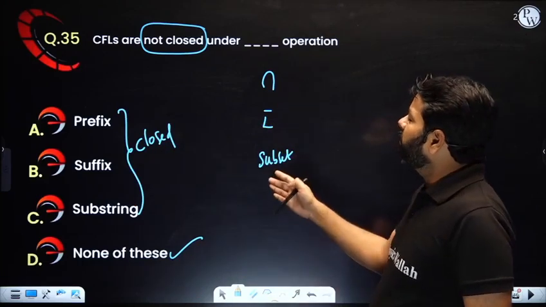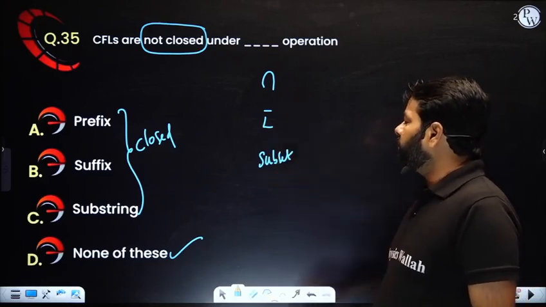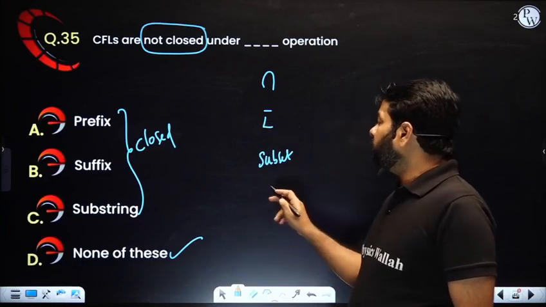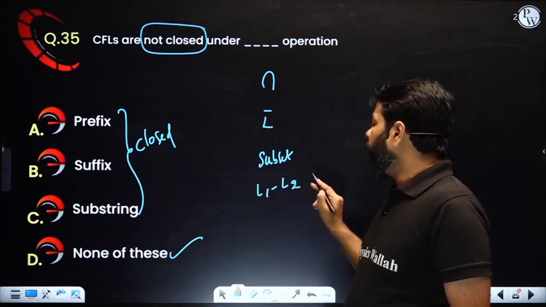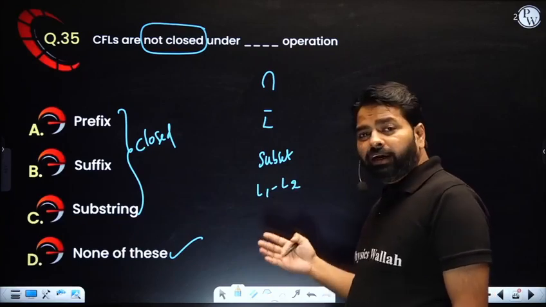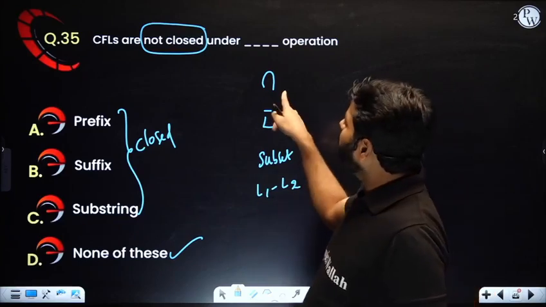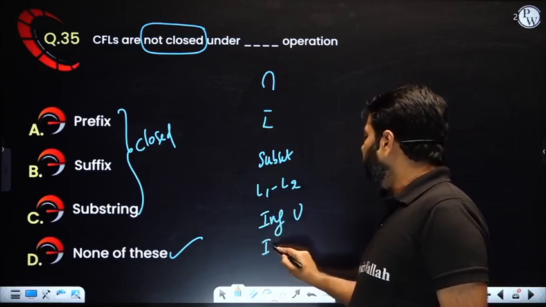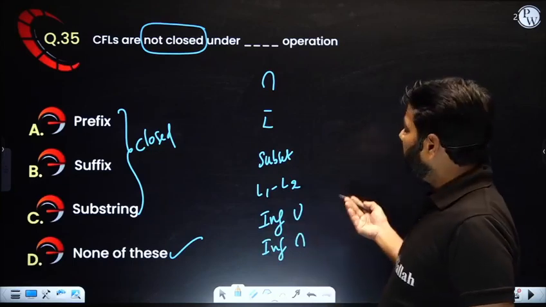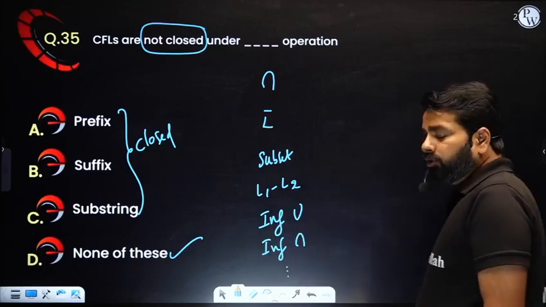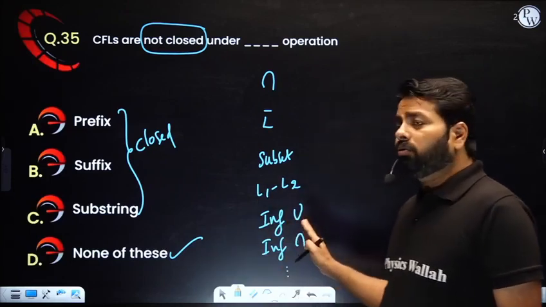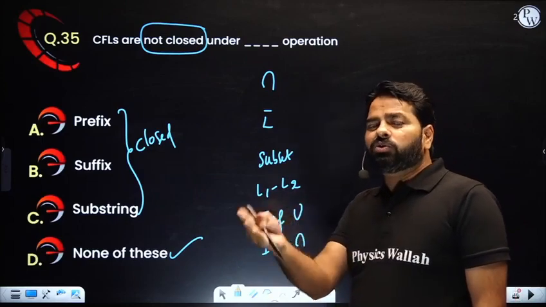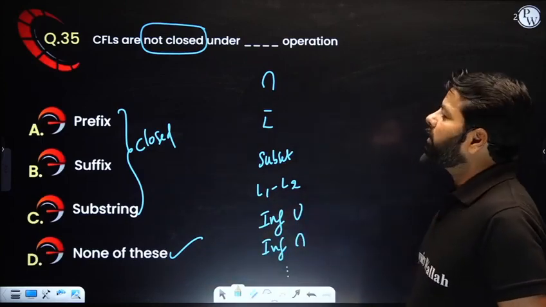But you have a very big list of things that are not closed: intersection, complement, subset, and many other operations like infinite union, infinite intersection, and set difference, L1 minus L2. Finite union, finite intersection. Finite union is closed. Infinite I'm talking about, sorry: infinite union, infinite intersection, infinite concatenation, infinite substitution, infinite subset, they are all not closed. I just mentioned it, but don't use the finite union. Why finite union? Union is closed, so finite union is also closed for context free languages.